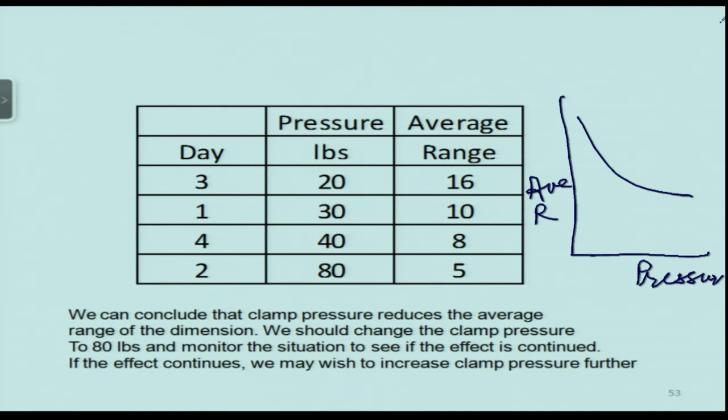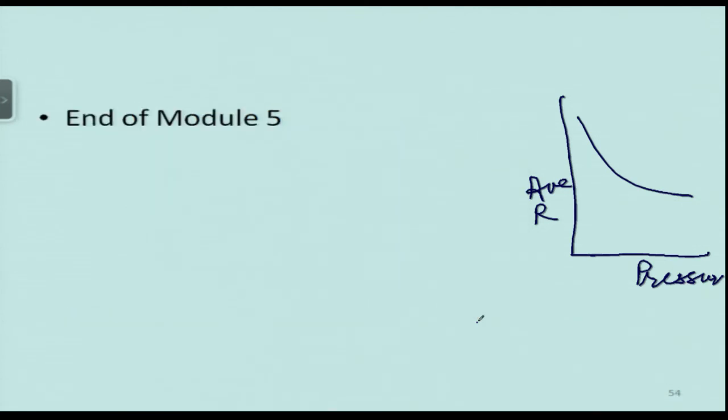So what we would like to do perhaps is to make the clamp pressure 80 and then monitor the situation for some time to see whether or not this is sustained. And if it is sustained, then we may want to see what would happen if we were to increase the pressure beyond 80 to see whether or not the same relationship holds true. So that brings us to the end of today's lecture.